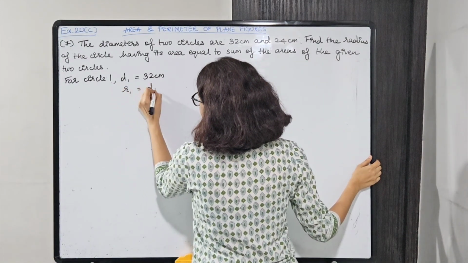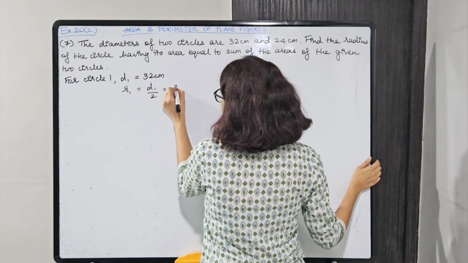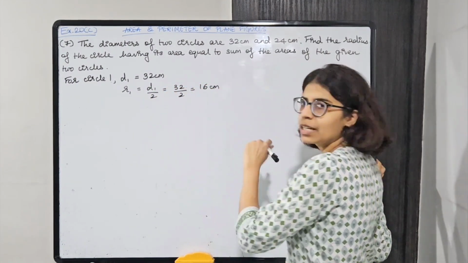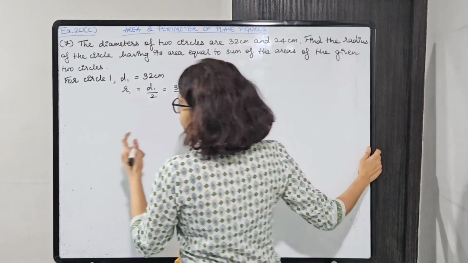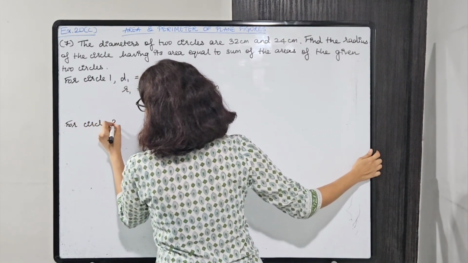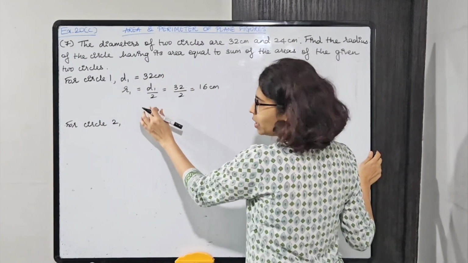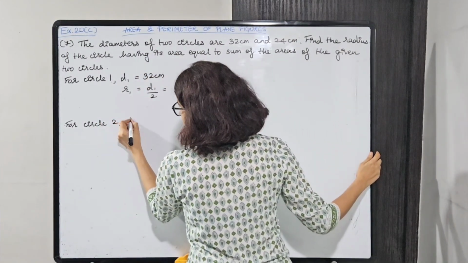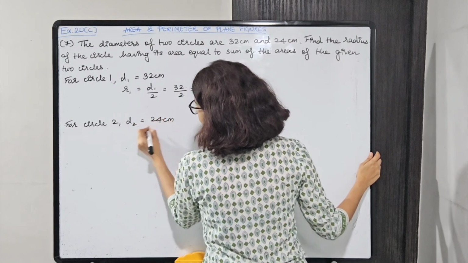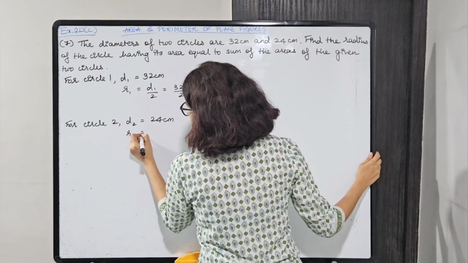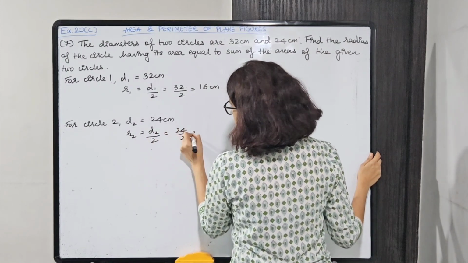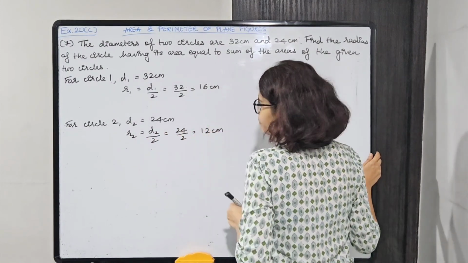R1 will be D1 by 2, which is 32 by 2, which is 16 centimeter. Same way for circle 2. For circle 2, leave some space. Okay, leave one line of space. D2 is 24 centimeter. R2 is D2 by 2, which is 24 by 2, which is 12 centimeter.